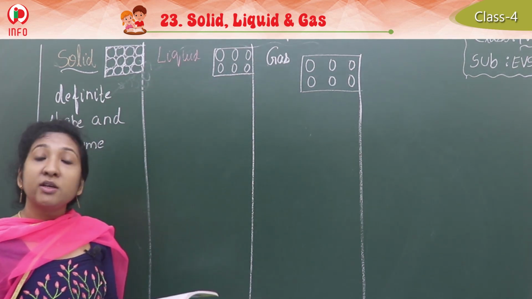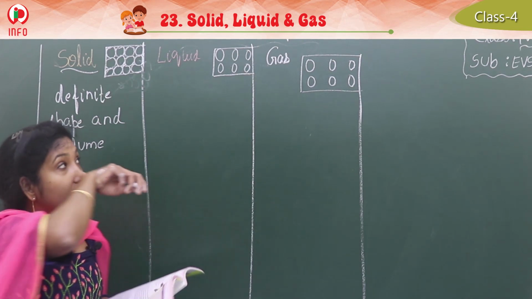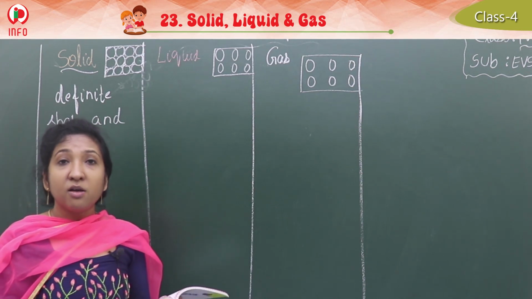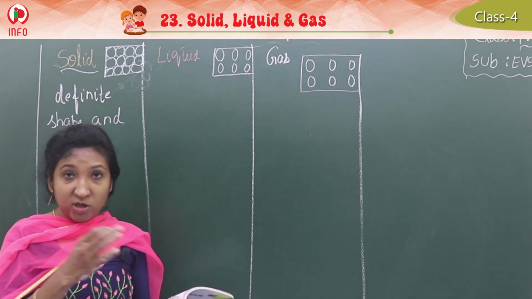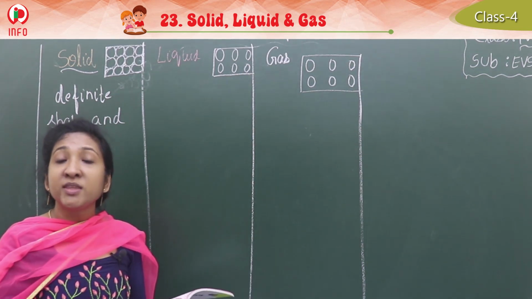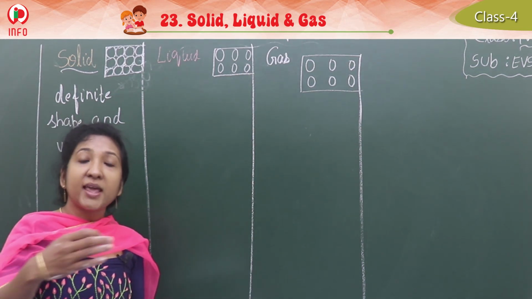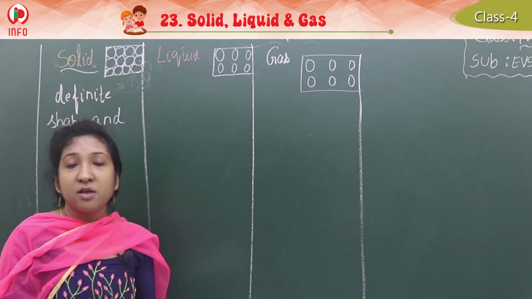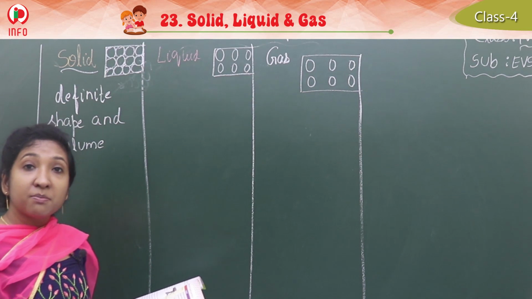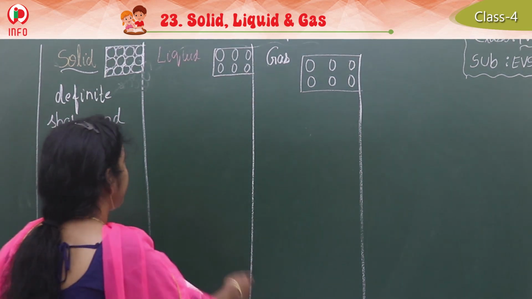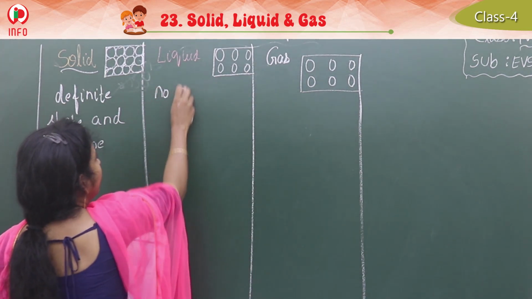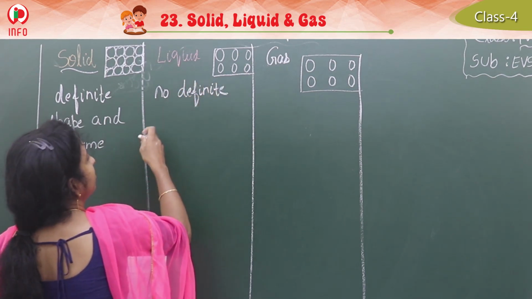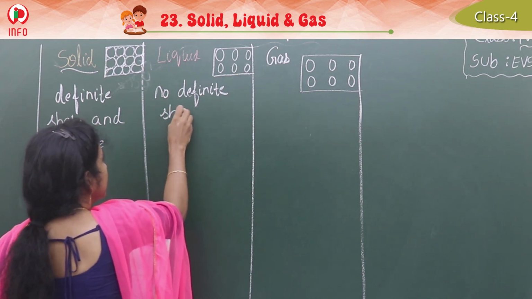Then, what about liquid? In liquid, the molecules are less closely packed. There is a gap in between. So the force of attraction between the molecules is less, so they can move and flow. That's the reason liquid flows and has no definite shape, because the attraction between them is less and they can move.